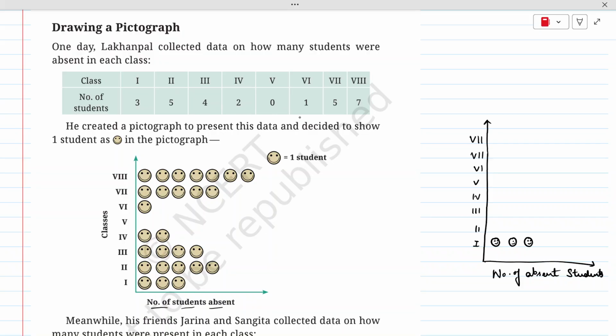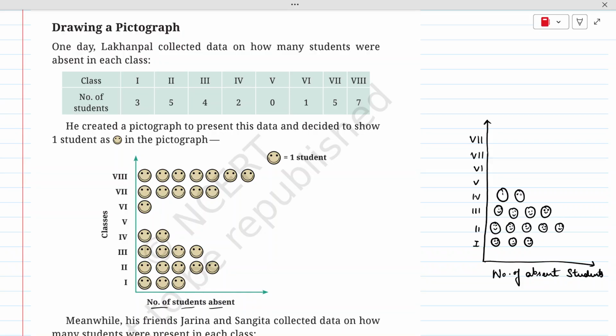Now going to class second, we have 5 smileys. So 1, 2, 3, 4, and 5. Here we are making 5 smileys because 1 student is representing 1 smiley here. Similarly, for class 3, we have 4 smileys. 1, 2, 3, and 4. So we have to make 4 smileys here. Class 4, we have 2 smileys.